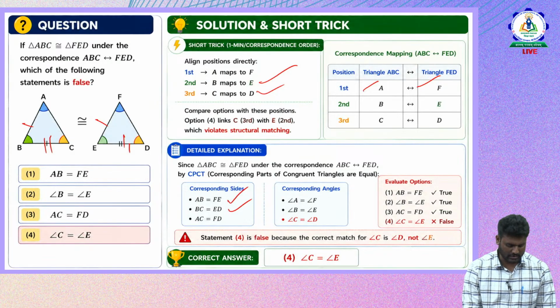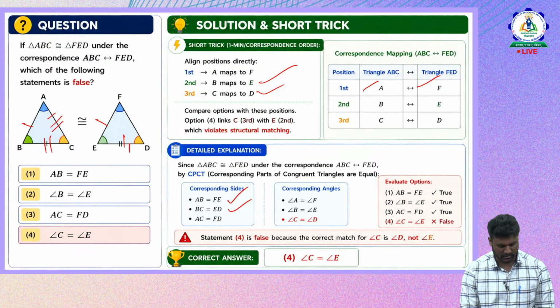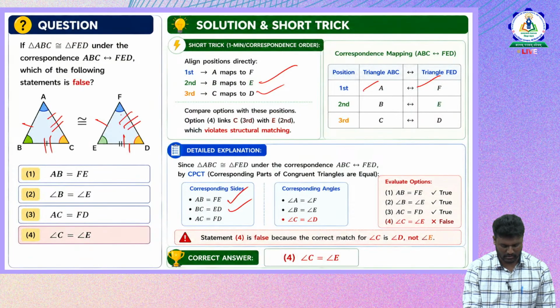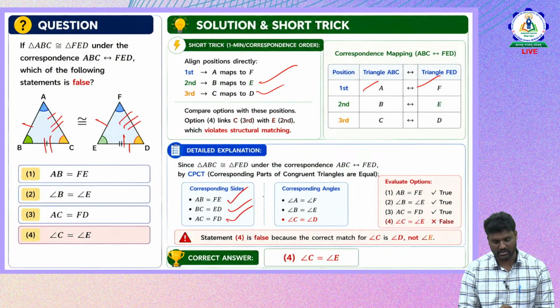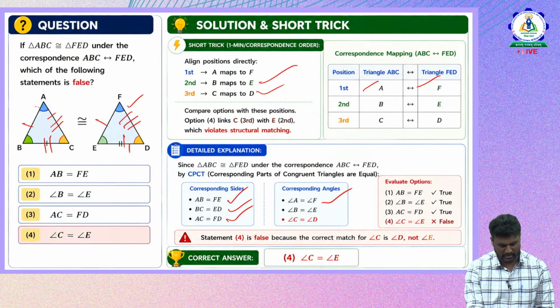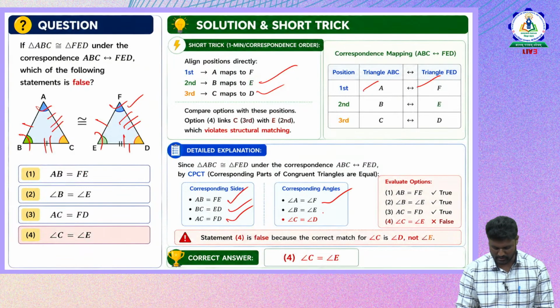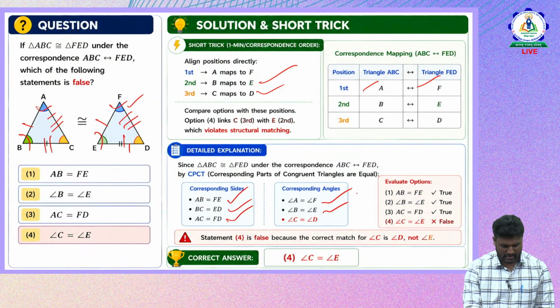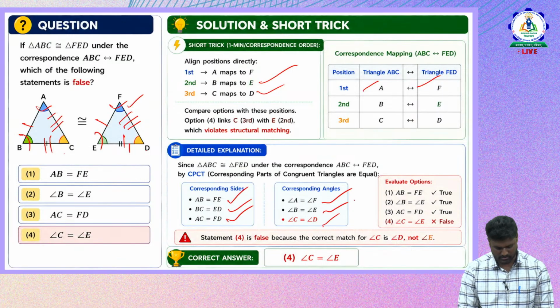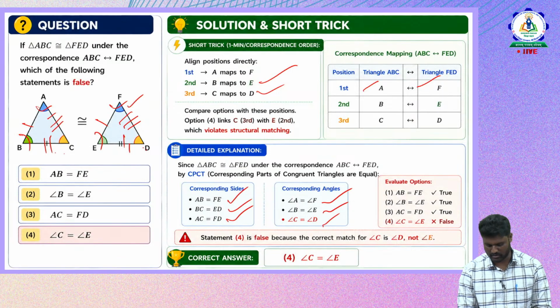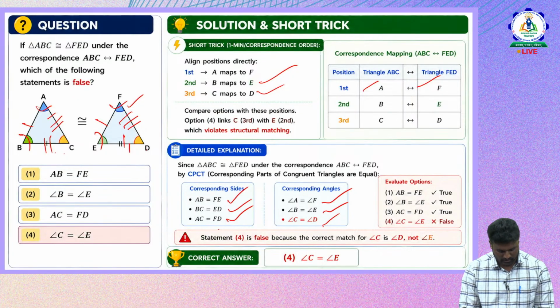Similarly, the side AC in triangle ABC corresponds to FD in triangle FED, so this condition is also satisfied. Now let us look at the corresponding angles. Angle A is equal to angle F, satisfied. Angle B is equal to angle E, also satisfied. Angle C is equal to angle D, so that is also satisfied. But in the given options, what is given here?